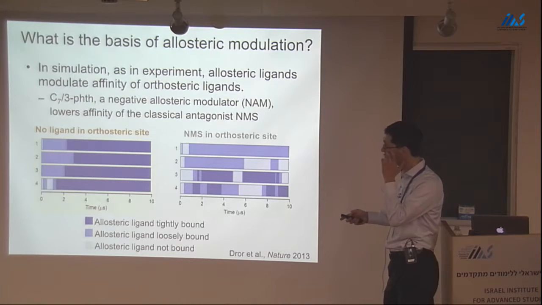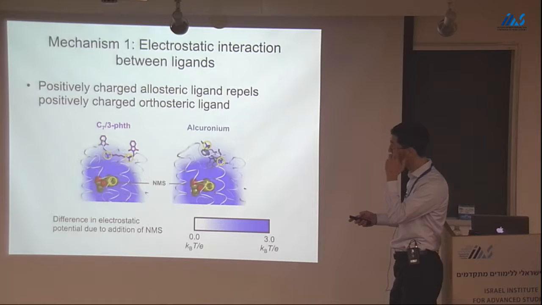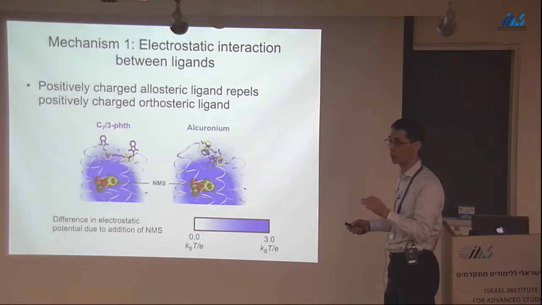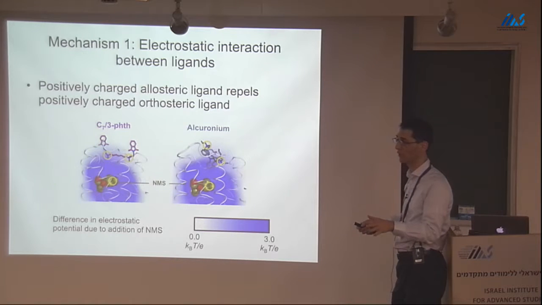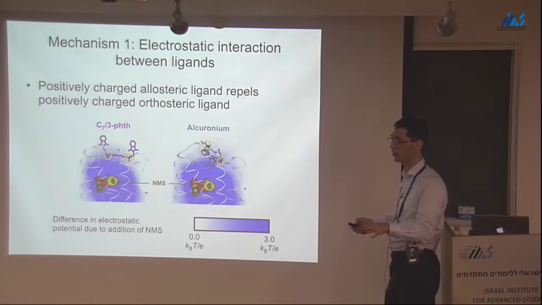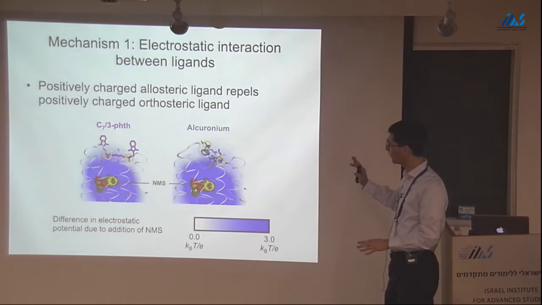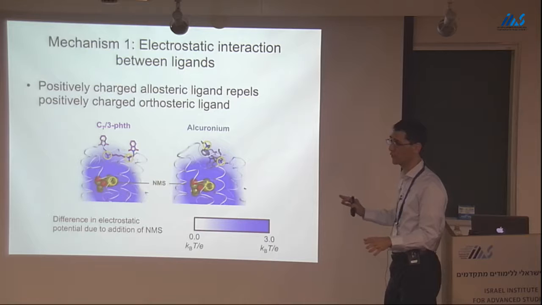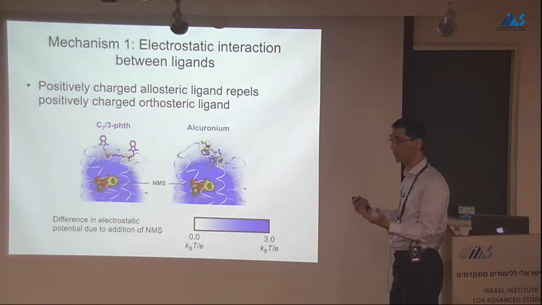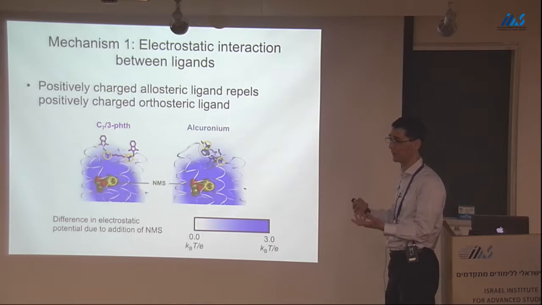The first one is conceptually very simple. It's just electrostatic repulsion between like charges. NMS is positively charged, with a charge of +1, so the orthosteric ligand is positively charged. And all the allosteric ligands we looked at, in fact all the allosteric ligands that are typically studied for this receptor, are also positively charged, with charges ranging from +1 to +3. So you would expect some electrostatic repulsion between these ligands.